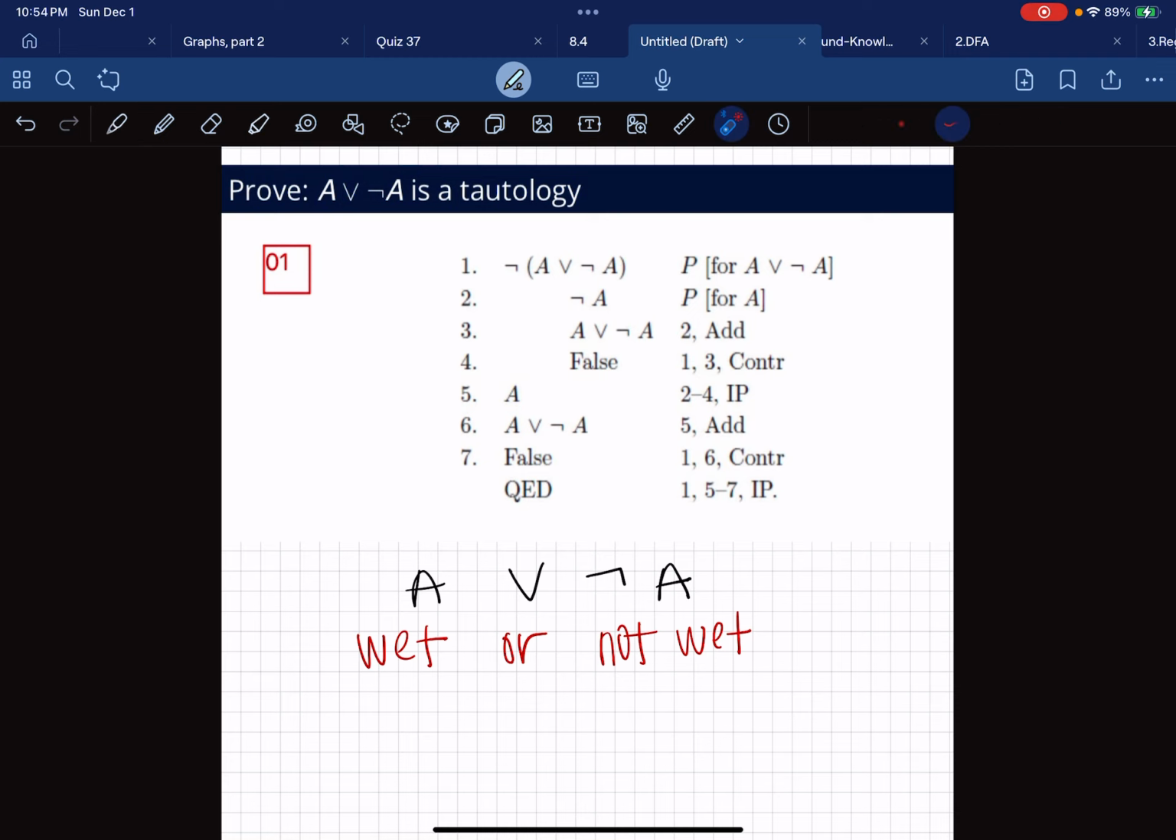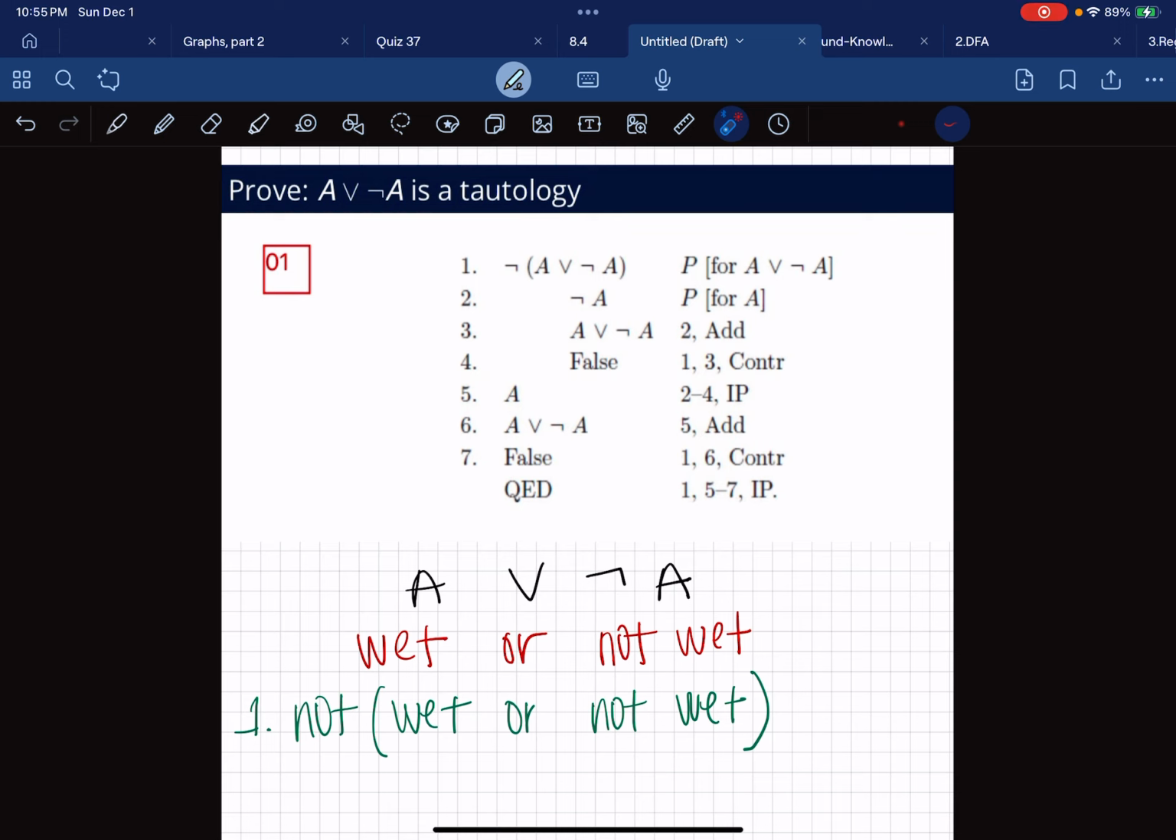So we're going to go to line 1. In line 1, we have the negation of A or not A, which is just a premise for our original one-point formula. So line 1 could be, we can say that it is not wet or not wet. In line 2, we have the negation of A, which is just a premise for A.